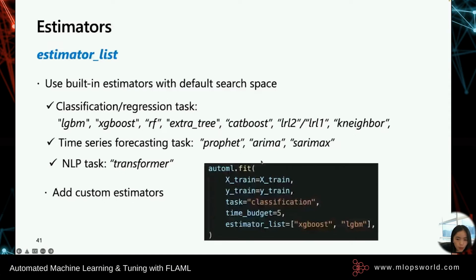But it's very likely that you want to include only some of them. For example, if your deployment environment only supports LGBM and XGBoost, you can explicitly tell AutoML to only search for these two types of models by specifying the estimator list to be a list which includes only XGBoost and LGBM. If you have an estimator that is not within this estimator list, like in the use case we just mentioned, you need to add a custom estimator.